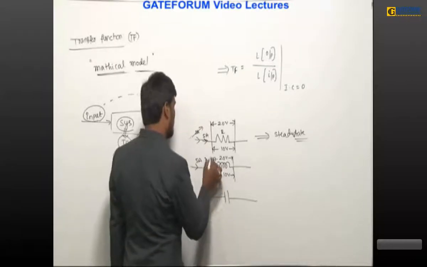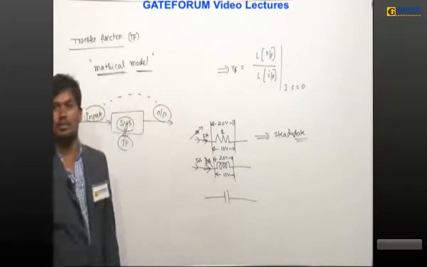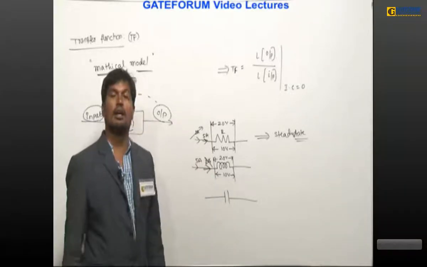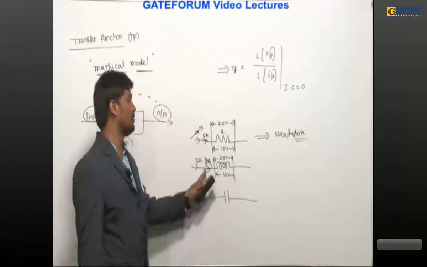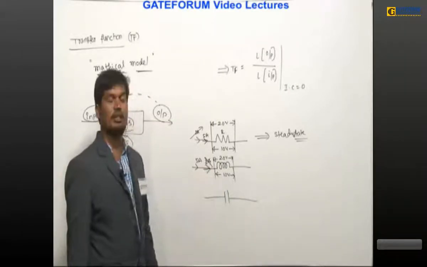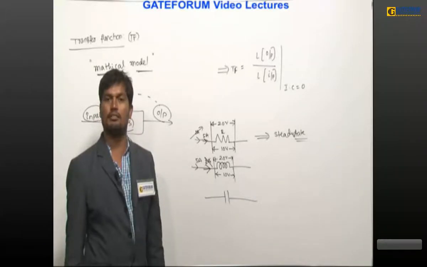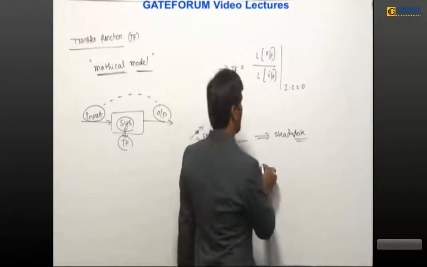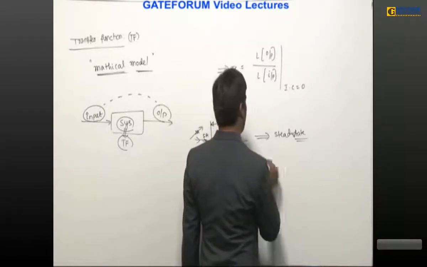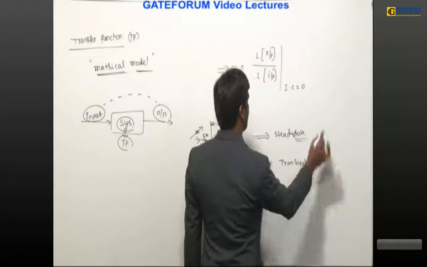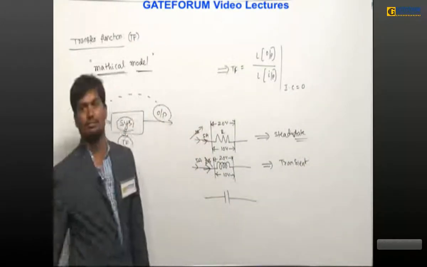The inductor does not allow the change in current from 5 amperes to 2 amperes. The inductor will try to hold the 5 amperes current. After some time, it may allow 2 amperes current. That means the inductor does not allow sudden change in current because it's storing energy in the form of current, that is, the magnetic field. Therefore, the inductor will have some initial conditions or initial disturbances due to the change in current. That is the reason why it is called a transient element.